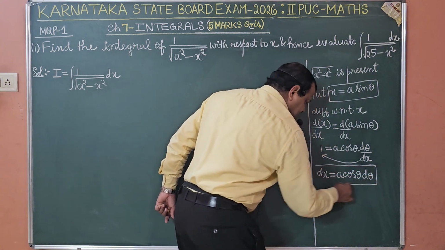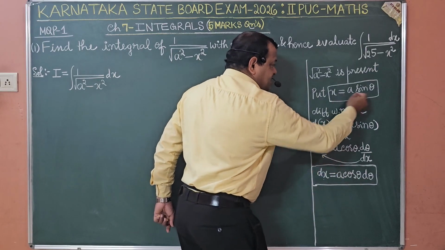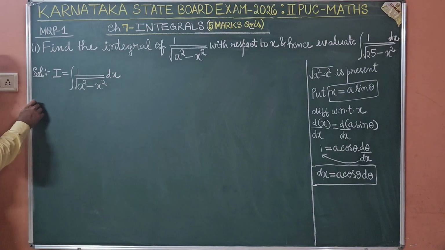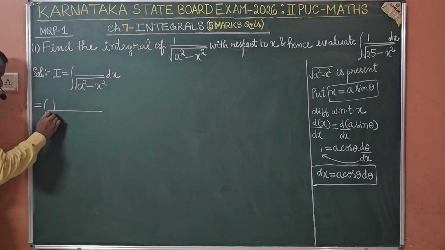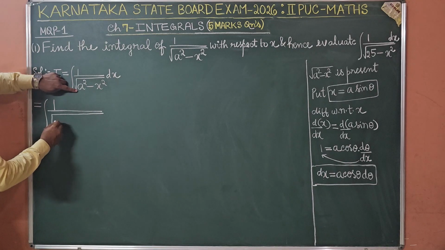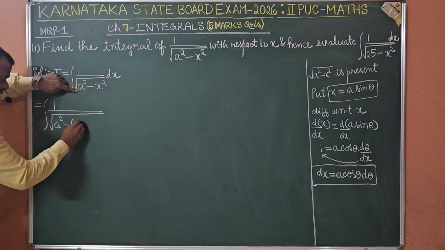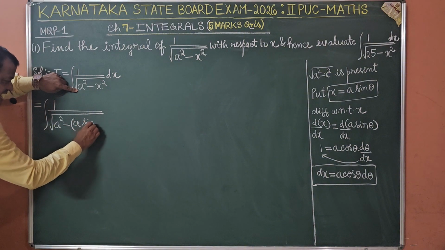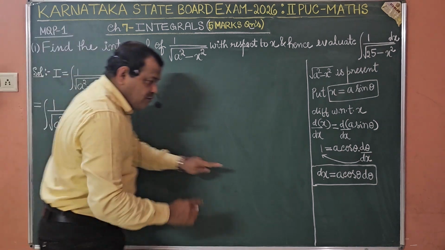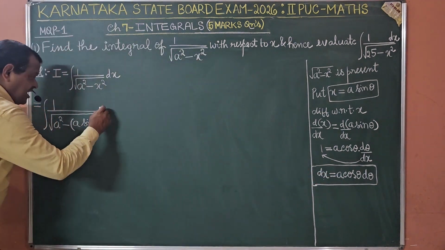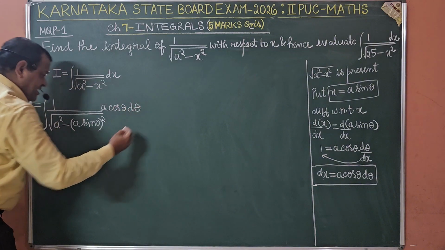Say with these two changes, one change is dx, another change is x. I will come back to the main side. So this is integration of 1 by square root of a square as it is minus, in place of x we have a sine theta whole square, into dx. Say I will put this a into cos theta into d theta.